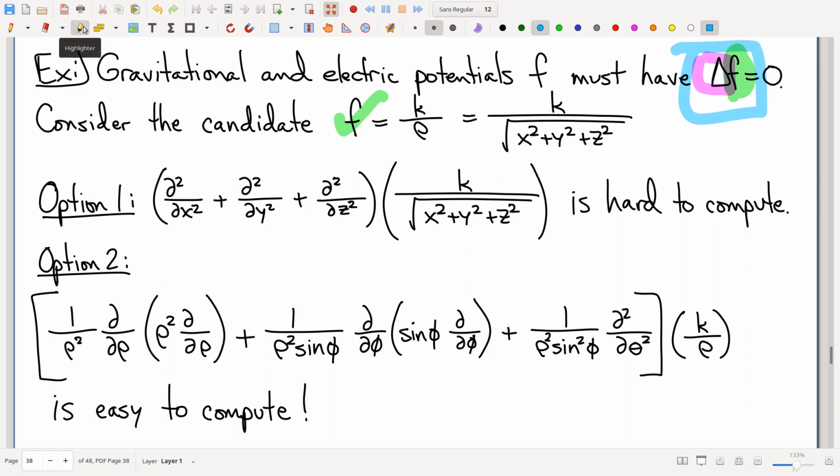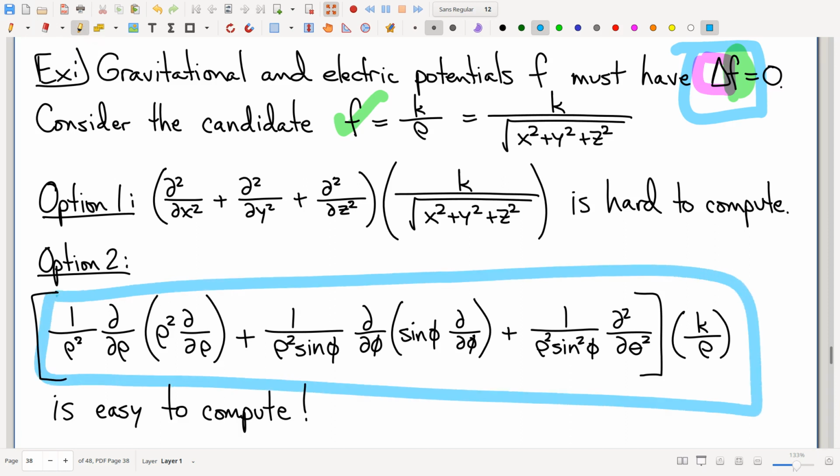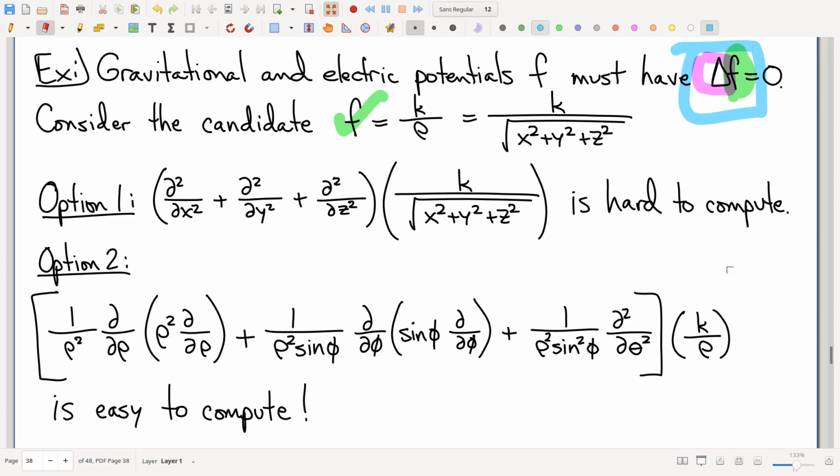Option 2, now again, at a glance it looks worse, but I claim it's not. This is actually really easy. In fact, this calculation here is so easy, we're going to do it right now without really having to write anything down. It's that easy. This is a snap. Here it goes. I'm going to start by applying this term to our candidate function.